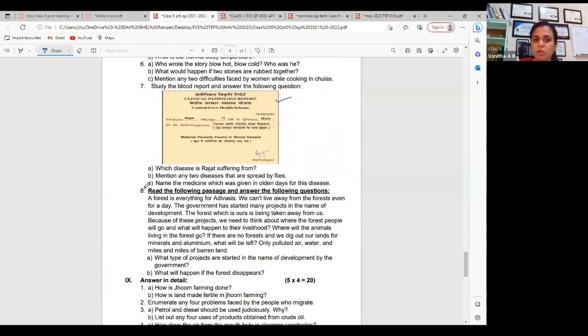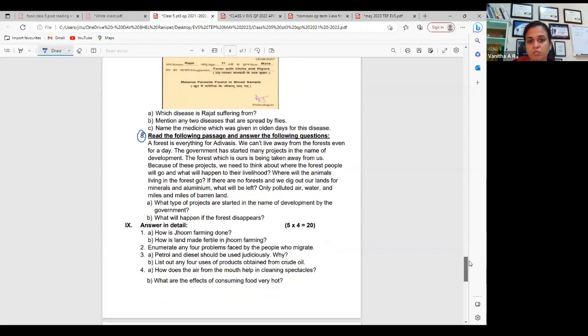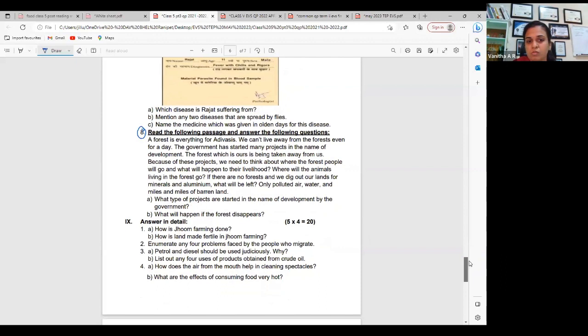So again, there is the read the following passage type of question, with questions from that. Here this question is there: Petroleum and diesel should be used judiciously. Why?